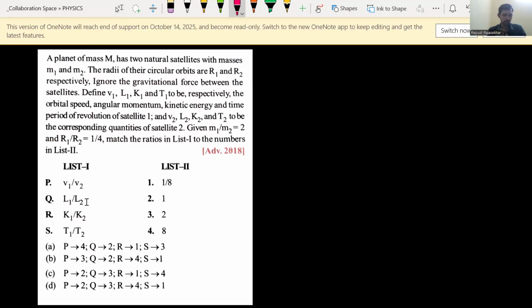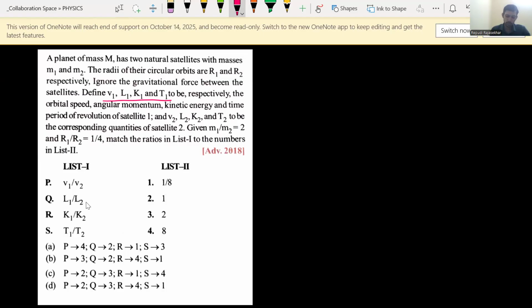Just to say this question here: a planet of mass M has 2 natural satellites with masses m1 and m2. Okay, 2 satellites are there, masses m1, m2. The radii of their circular orbits are R1 and R2 respectively. Ignore the gravitational force between the satellites, right? Define v1, L1, K1 and T1 to be respectively the orbital speed, angular momentum, kinetic energy and time period of revolution of satellite 1. Very important: v1, L1, K1, T1.